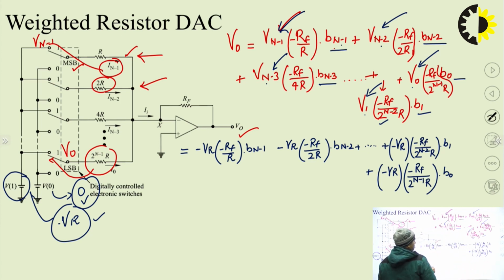Okay, so if we take common, we can see that VR is common, Rf upon R is also common, and let's suppose I am taking this 2 raised to power n minus 1 R outside the bracket. So what will be inside?